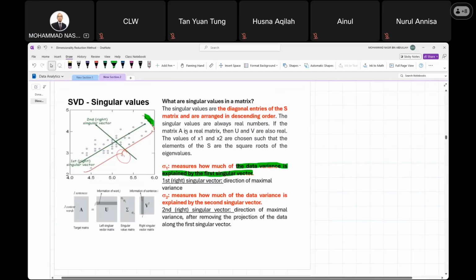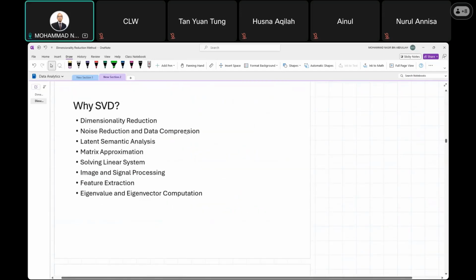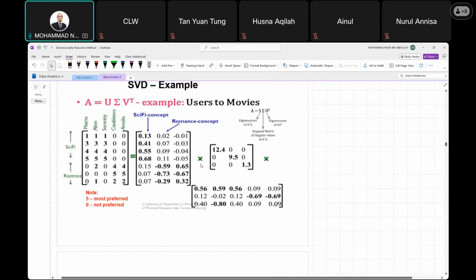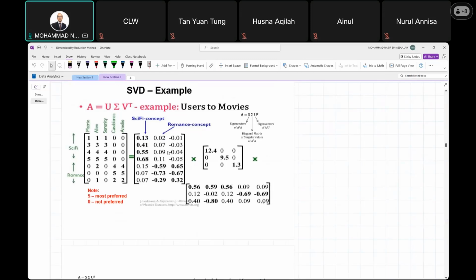Right. So why do we need singular value decomposition? Of course, we want to do dimensionality reduction, noise reduction, right? Matrix approximation, feature extraction, eigenvalue and eigenvector computation. Right. So let's look at this example. We have an example of users to movies. So in this data set, this is matrix A, this is U, this is sigma, and this is V transpose. Right.